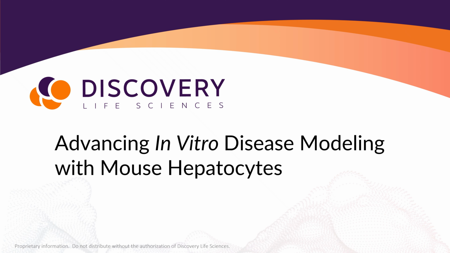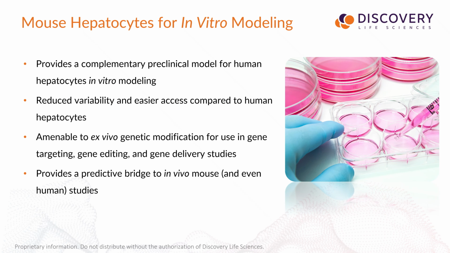Advancing in vitro disease modeling with mouse hepatocytes. Primary mouse hepatocytes isolated from mouse livers provide a complementary preclinical model for human hepatocyte in vitro models. Mouse hepatocytes also have reduced lot variability, are more easily accessible compared to human hepatocytes, and are readily amenable to ex vivo genetic modification. This makes them very useful for studies involving gene editing, gene delivery, and gene targeting.